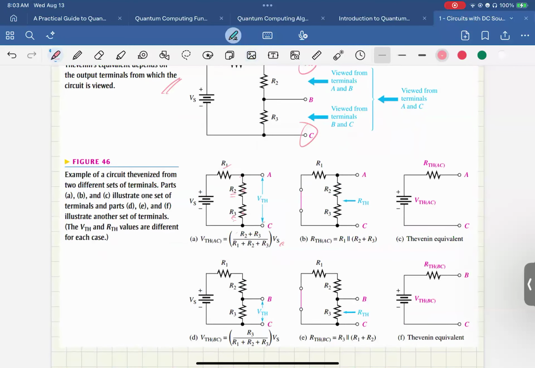And to get the Thevenin resistance, we short this V sub S. Then we look at the equivalent resistance. This is in series, so that's R2 plus R3, and the result is parallel to R1. So R1 parallel to R2 plus R3. That is our Thevenin resistance. So the equivalent circuit is this, where this is R1 parallel to R2 plus R3.